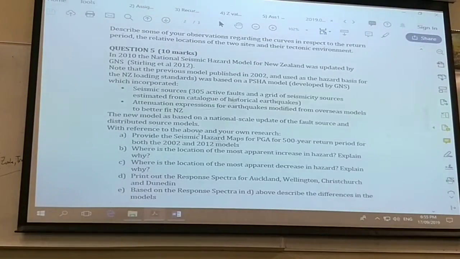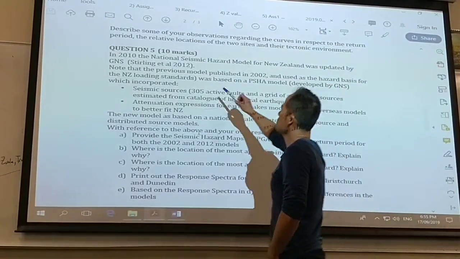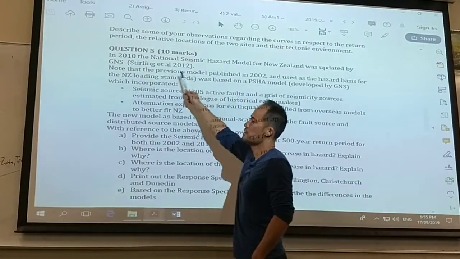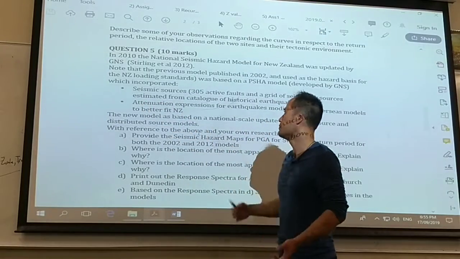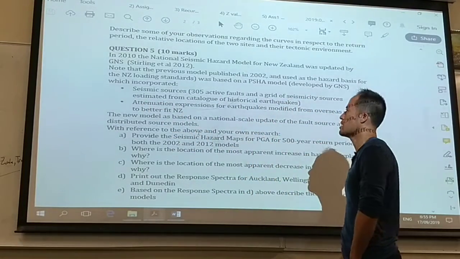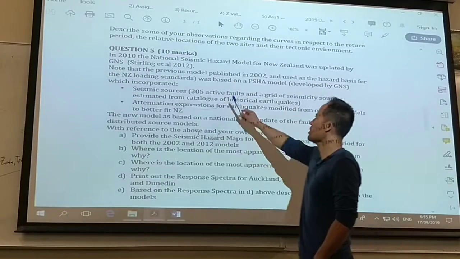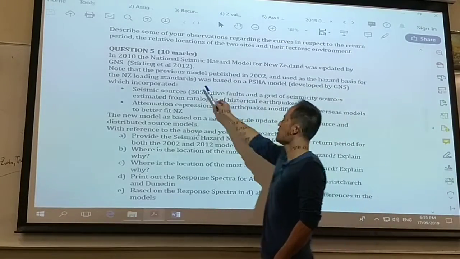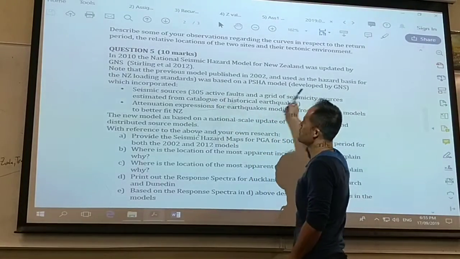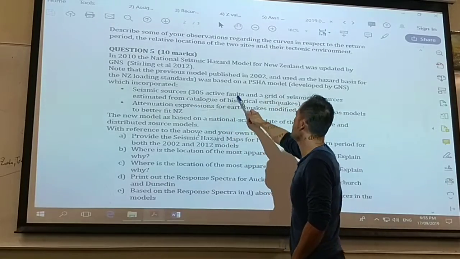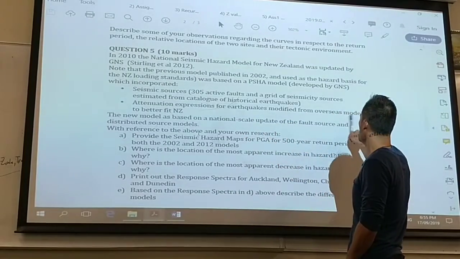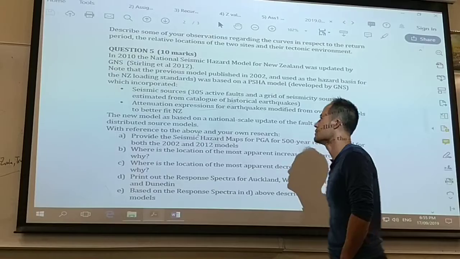Now, question 5. You can do a bit of reading here, a bit of research. So in 2010, the National Seismic Hazard Model, like a PSHA, was updated by GNS. GNS is down in Wellington. They do a lot of our seismic research. Note that the previous model, published in 2002 and used as the hazard basis for the New Zealand loading standards, was based on a PSHA model which incorporated 305 seismic sources, and attenuation expressions for earthquakes modified from overseas models to better fit New Zealand.